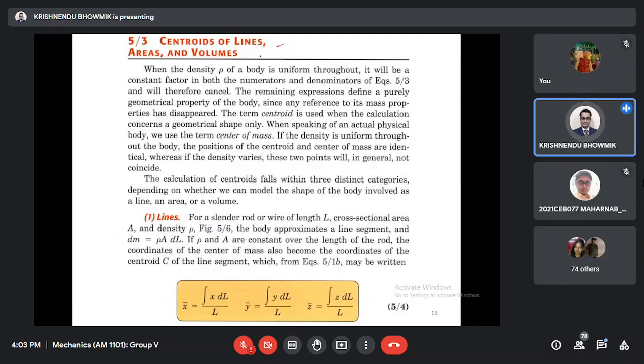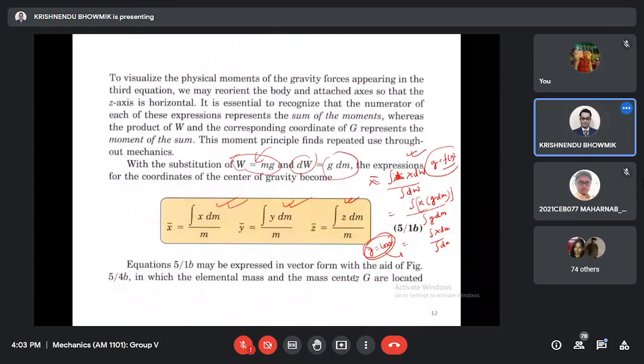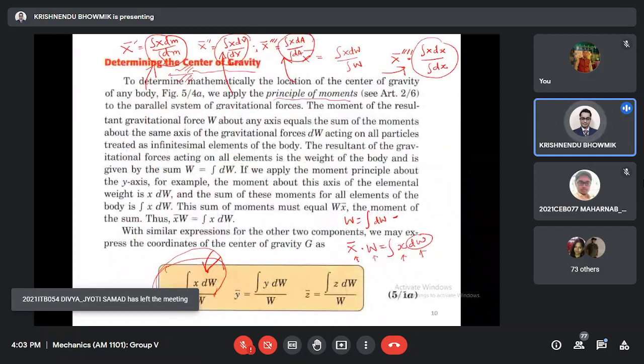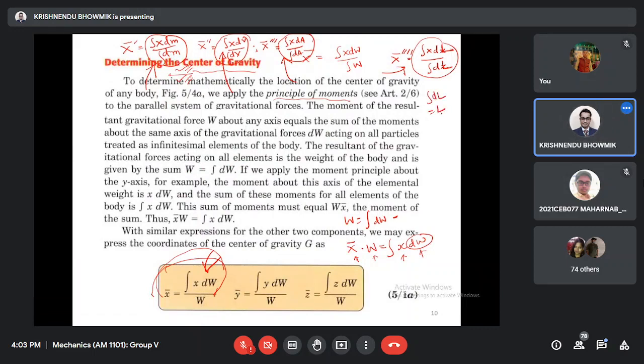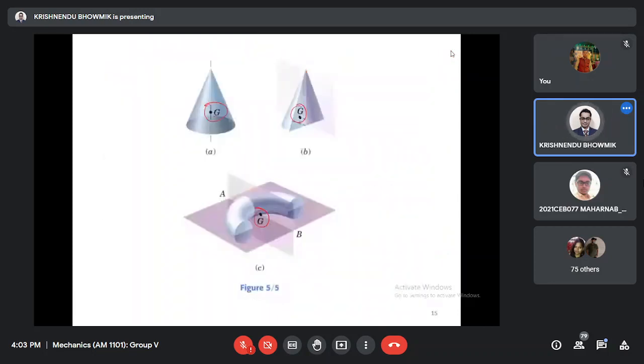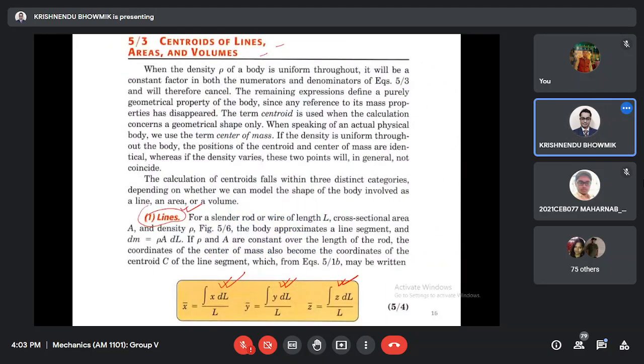Now centroid of line, area and volume. Same way I told, if it is a line, what will we use? We'll use these expressions. Maybe one thing I can change: maybe you will be confused. Instead of dx, let it be dl, because if we do this, the total length will be calculated. So instead of dx, we'll use dl. Yes, this is the centroid of line, because what we did, we used dm equal to rho A dl. Say now rho and A are constant over the length of the rod. Then this rho A will be in numerator and denominator and will be cancelled out; it is constant, it will come outside of the integrations.